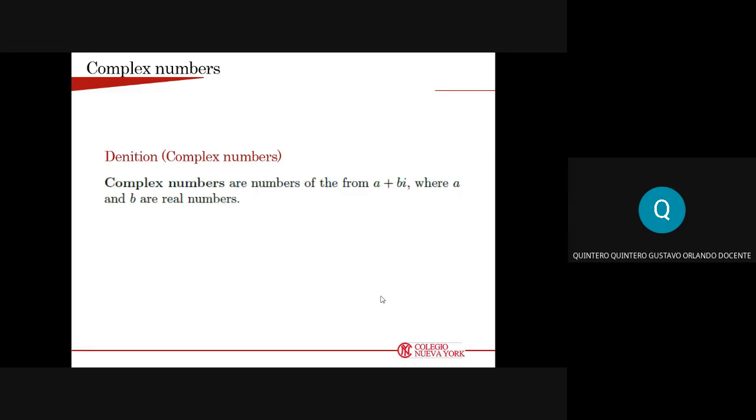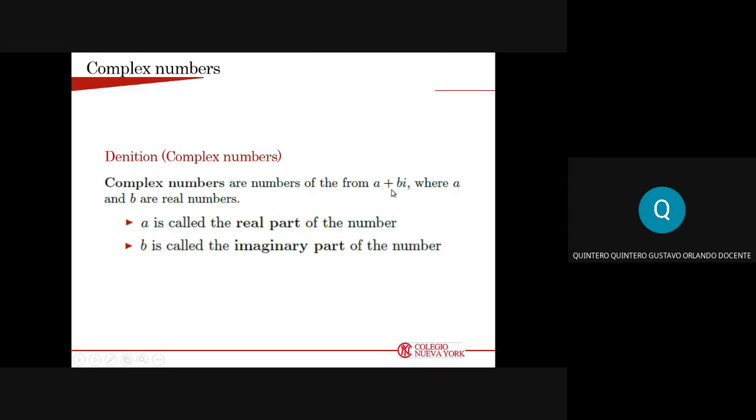Now, let's jump into the beautifulness that is complex numbers. This is a simple definition of complex numbers. Every complex number is in the form of a plus bi. Remember, a and b are two numbers, right? a is called the real part, and b is called the imaginary part. You guys remember this? We saw this in the last class, right?